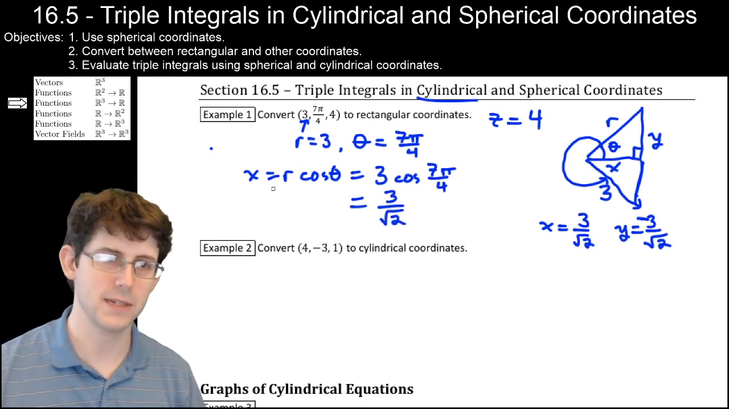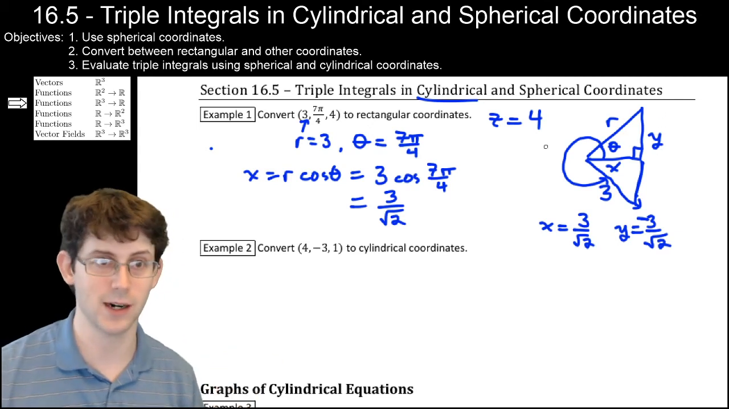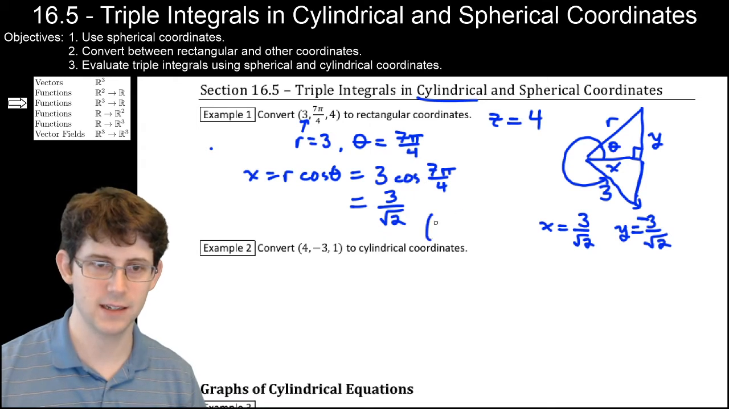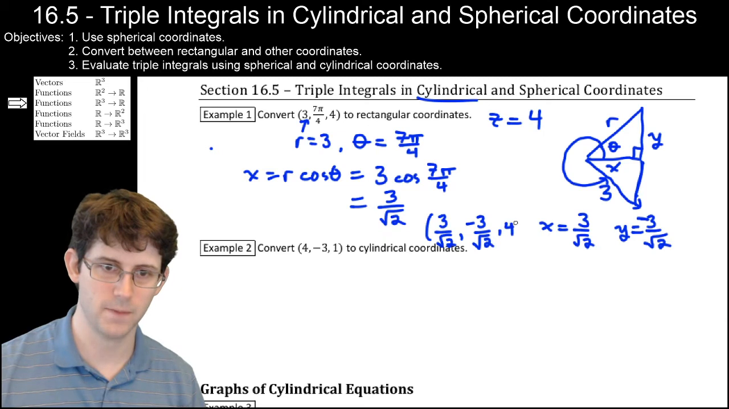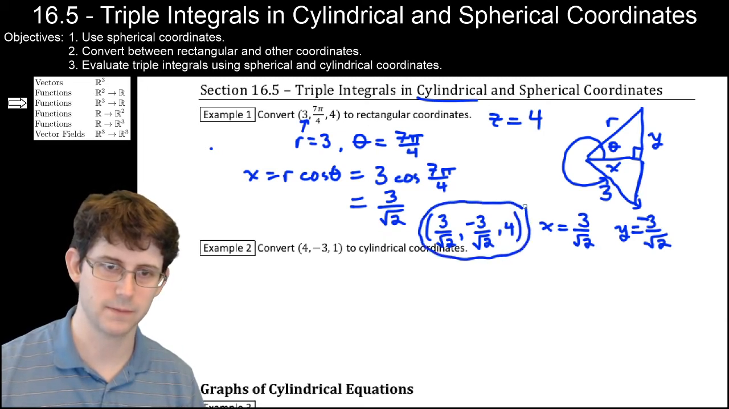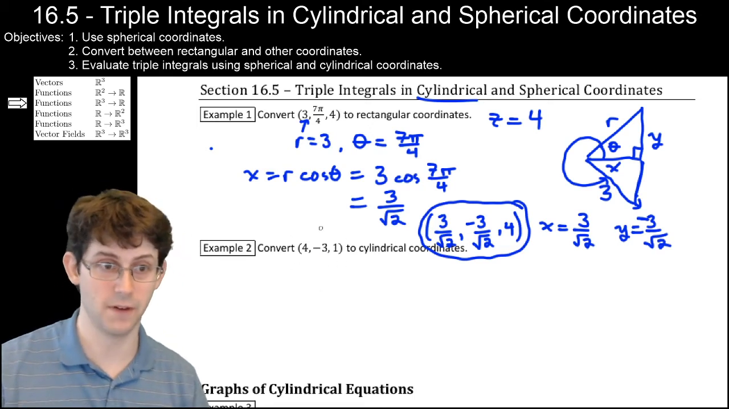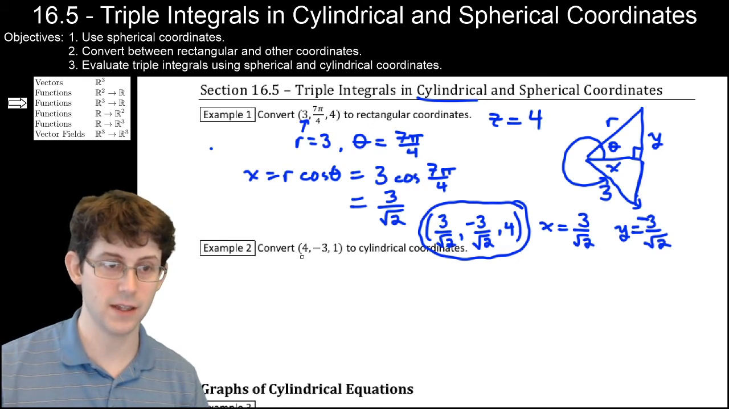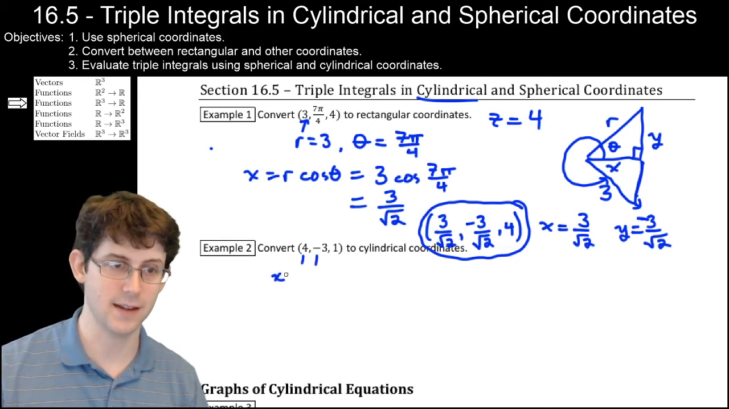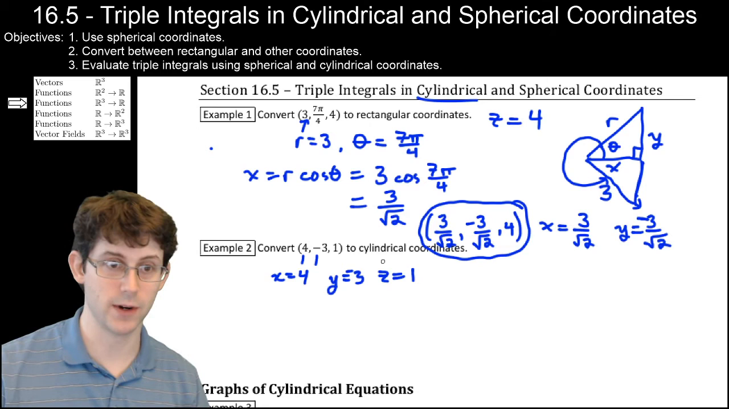But these formulas are not magical formulas. The formulas just explain how triangles work. So anyway, the final answer is 3 over root 2, minus 3 over root 2, 4 in rectangular coordinates. This one, none of these are angles, so we assume it's rectangular coordinates from context. To convert it to cylindrical coordinates, I have to turn the x and the y into r and theta. I'll leave the z alone in cylindrical coordinates.